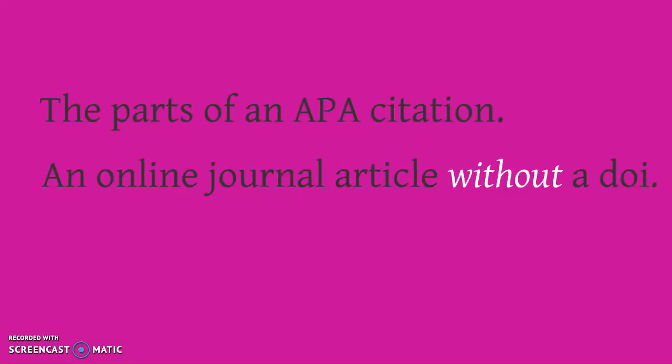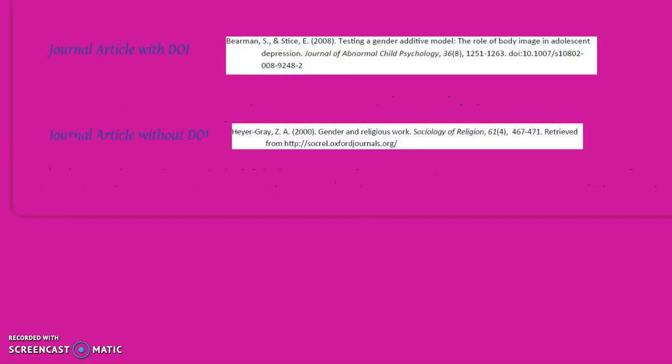This tutorial will show you how to create an APA citation for an online journal article without a DOI. Let's get started. For most journal articles today, you will be able to locate what's called a DOI, also known as a digital object identifier. This is usually located on the front face of the individual journal article. And we'll usually indicate that it's a DOI, followed by a 10-dot number.